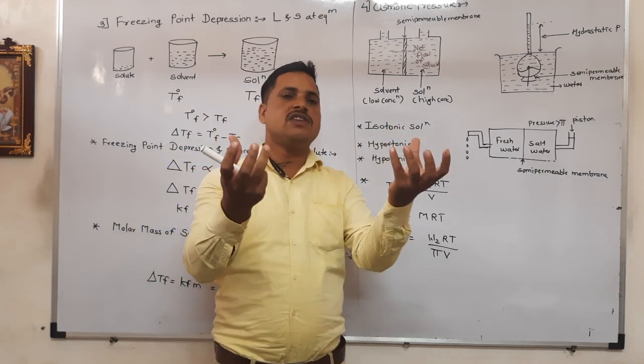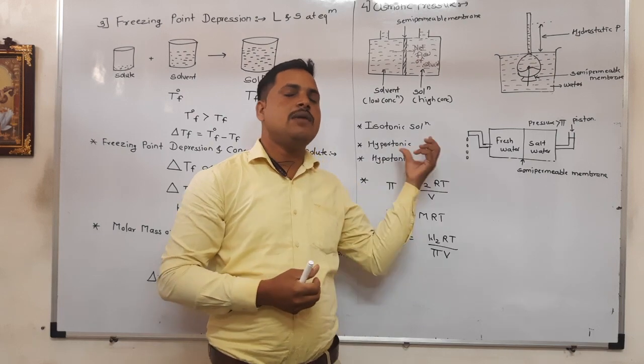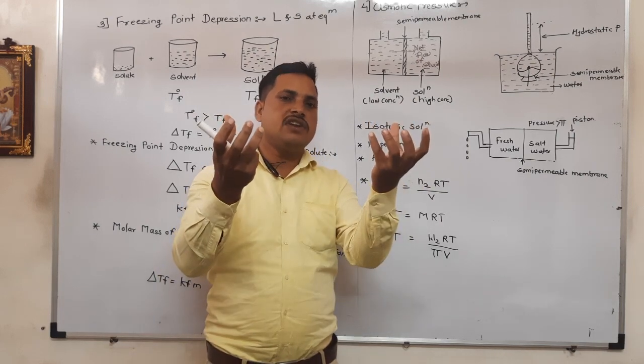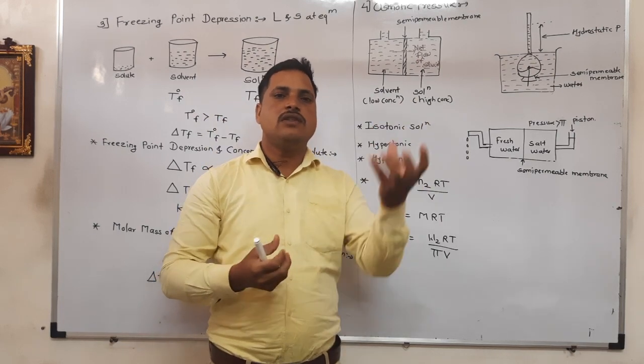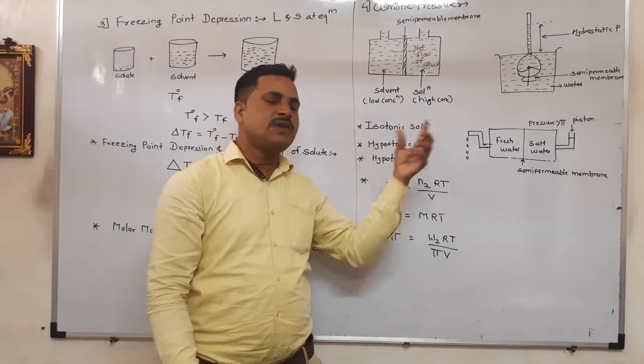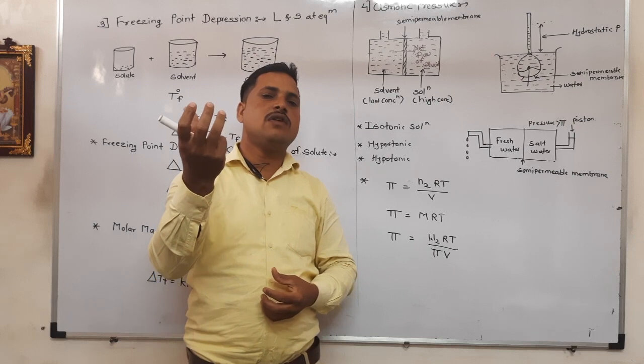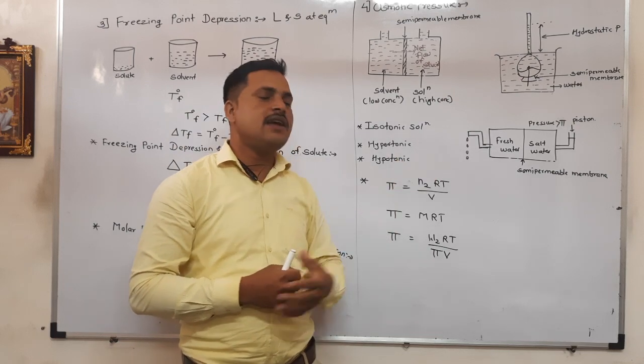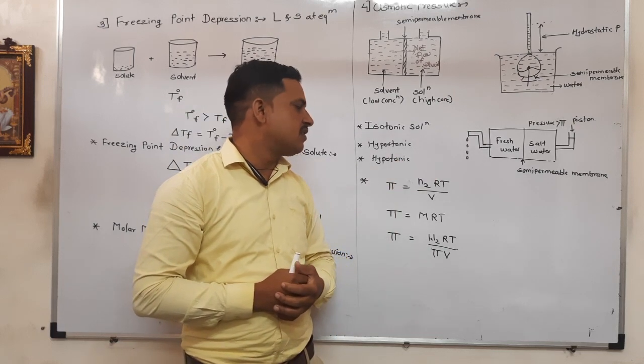Isotonic means two solutions having the same osmotic pressure. Hypertonic means if two solutions have unequal osmotic pressure, the solution which has higher osmotic pressure is known as hypertonic. The solution which has lower osmotic pressure is known as a hypotonic solution.